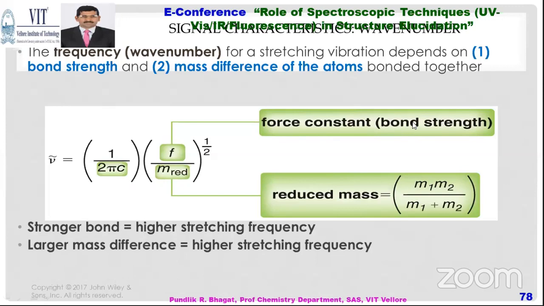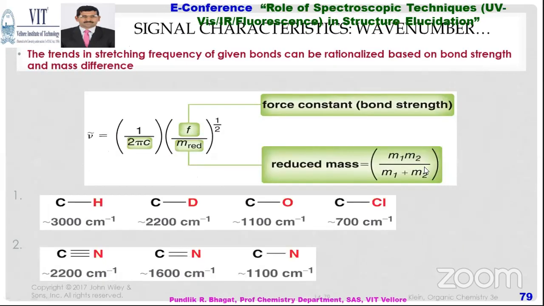The force constant is nothing but bond strength. The more the bond strength, or the more the value of the force constant, the frequency will increase. For the reduced mass, as it is in the denominator, M1 M2 will come at the numerator and M1 plus M2 at the denominator. Here you will find the more the mass, the less the frequency. So a stronger bond gives a higher stretching frequency. Similarly, here you will see some examples are given.